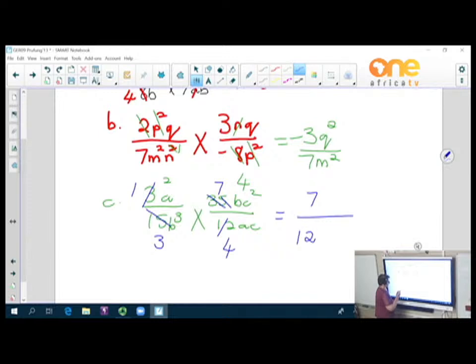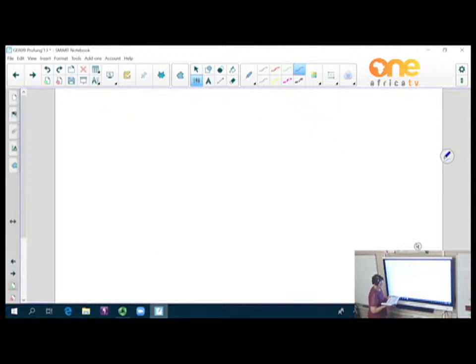Now the indices. A2 minus A1 is A to the power of 1. If there's nothing, there's a 1. B4 minus B3 is B to the power of 1. And C2 minus C1 is C. You don't need to write those ones, but that is then the answer for this one. And now we're looking at the last one today, trying out 27. First do the exercises, then you mark them.